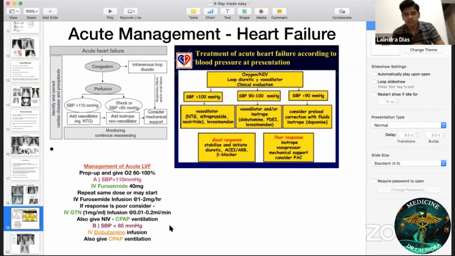Right. So here you can see management of heart failure. What I told you before, you can see management of acute heart failure. So if the blood pressure is high, so how do you manage a patient with acute heart failure?